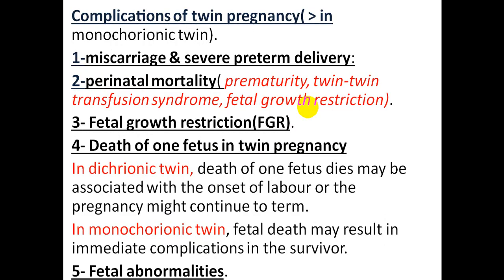The complications of twin pregnancies. First, miscarriage and severe preterm deliveries. Second, perinatal mortality because of prematurity, twin-twin transfusion syndrome, and fetal growth restriction. Third, fetal growth restriction. Fourth, death of one fetus in a twin pregnancy. In dichorionic twins, death of one fetus may be associated with the onset of labor, or the pregnancy might continue to term. In monochorionic twins, fetal death may result in immediate complications for the survivor. Fetal abnormalities are the fifth complication.